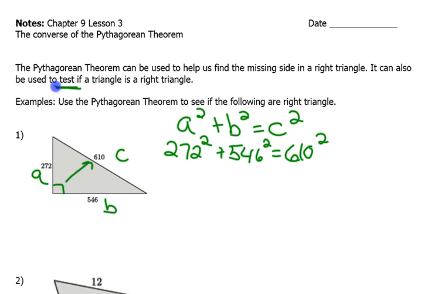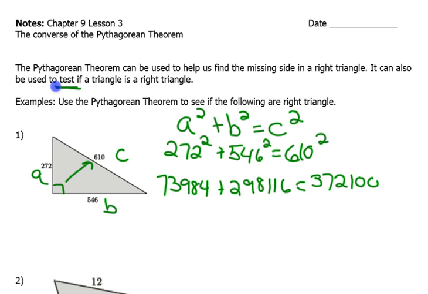So when I put 272 in and square it, I get 73984. 546 squared, and I am totally doing this all on my calculator, is 298116, and I want to know, is that really equal to 372100? So I'm going to add those, 73984 plus 298116. Oh, and I get the exact same thing. So my left matches my right.